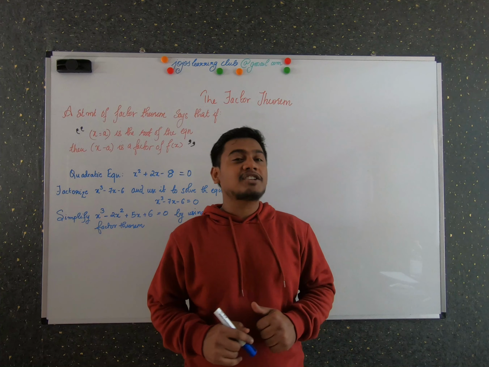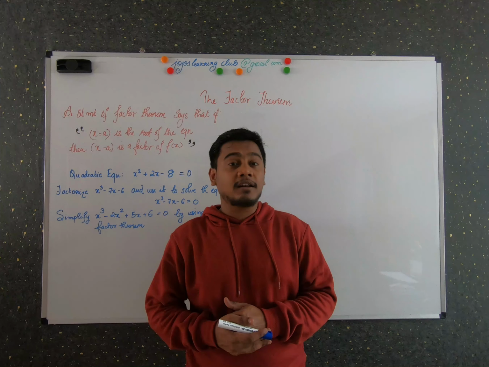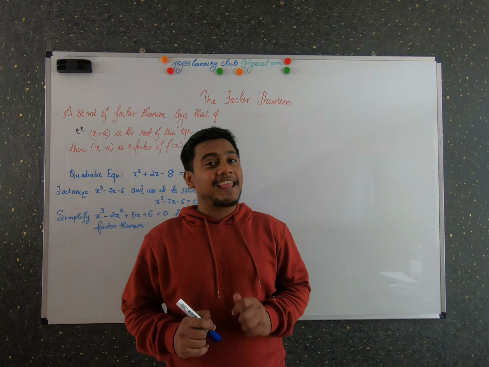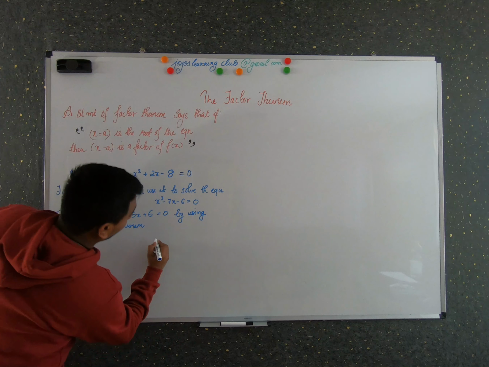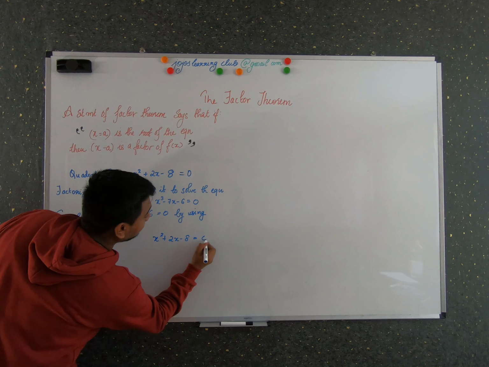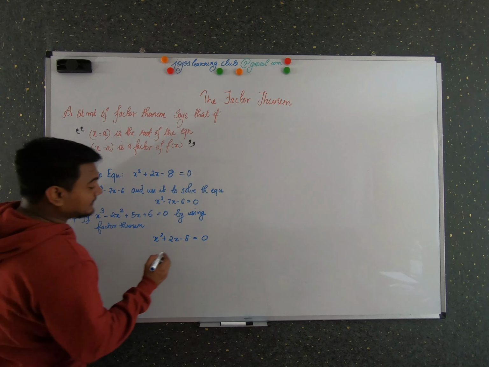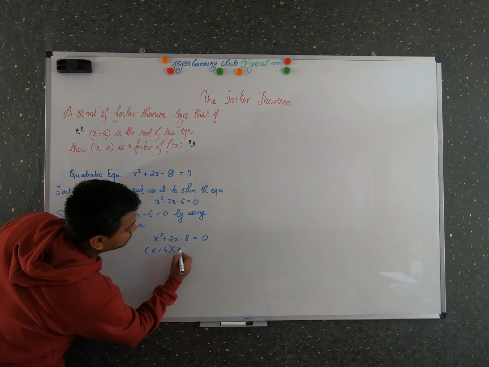There is a simple relationship between a quadratic expression and the roots of this quadratic expression when equating the expression to 0. For example, let's take the case of x square plus 2x minus 8. So we are equating this quadratic expression to 0, right? So let us factorize it. By factorizing, we know that it is (x plus 4) into (x minus 2).